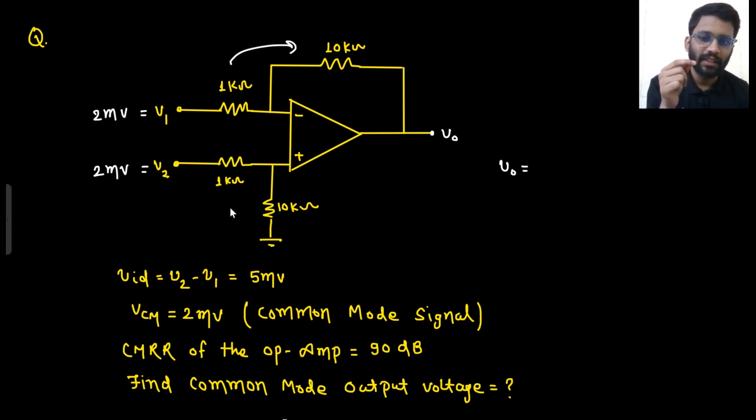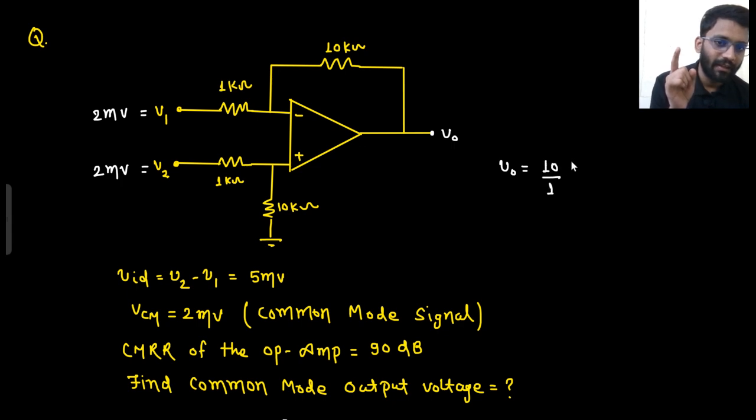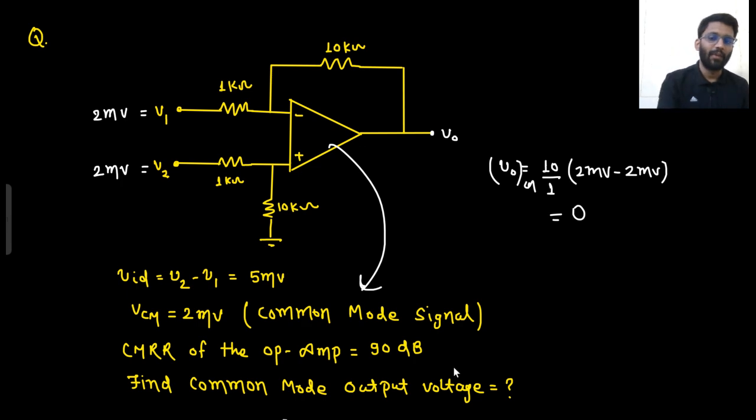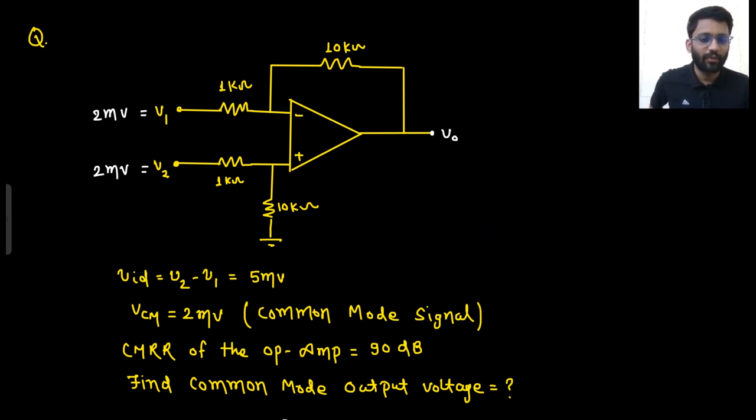Check the ratio. Same? Yeah, the ratio is same, 1 by 10 is equal to 1 by 10. So I can apply RF by R, 10K by 1K, into V2 minus V1. What is V2? 2 millivolt minus 2 millivolt. Ideally, your common mode output should be 0. But that would be the case if your OpAmp is ideal. But your OpAmp is not ideal. OpAmp is having CMRR of 90 dB. So this is the issue here. Let's solve the problem.